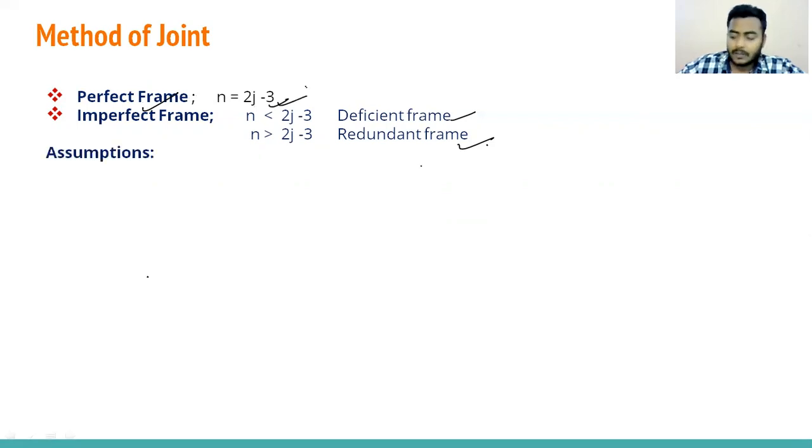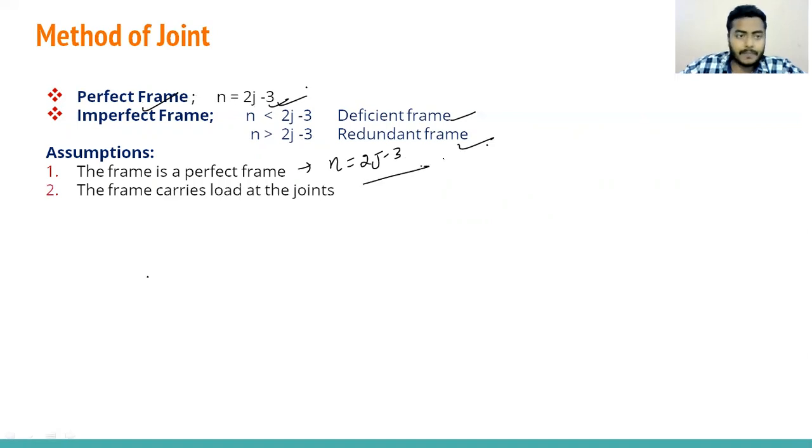A few assumptions should be kept in mind. A perfect frame means the frame obeys this formula: n is equal to 2j minus 3. The frame will carry load at the joints only. You cannot have loads acting in the middle of the members. All loads will act only at the joints. All the members are pin jointed.